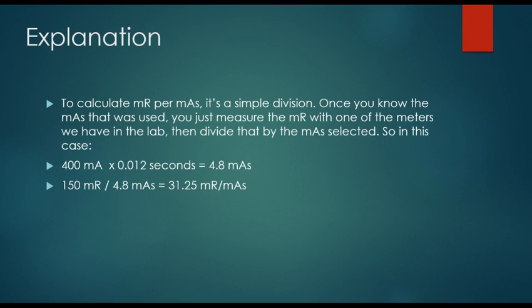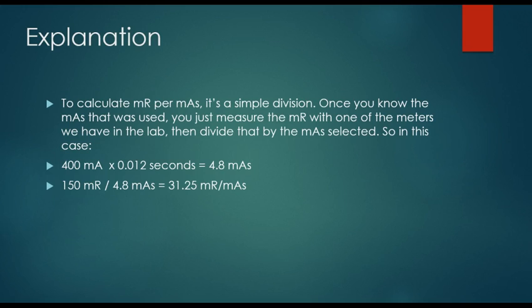And here's the explanation. In order to calculate your MR per mAs, it's just a straight up division. All you got to do is figure out the mAs that you're using. In this case, they've kind of tricked us up with the 400 mA times 0.012 seconds, which is 12 milliseconds. So if you multiply that out, you come up with 4.8 mAs is what they were using. And we've measured it with a lab, like an ion chamber like we have in our laboratory. And then we take that and divide that by the mAs that was selected.